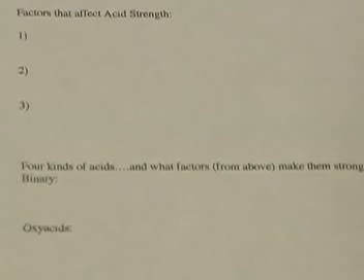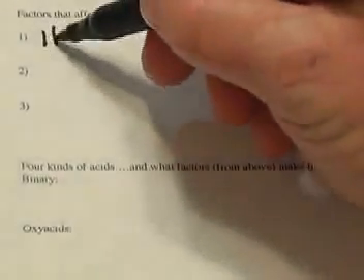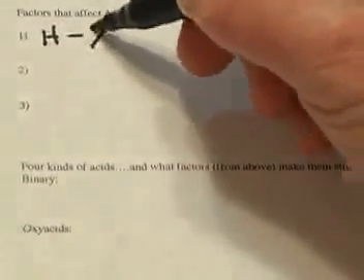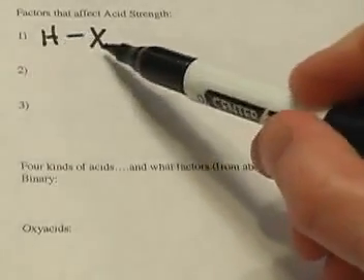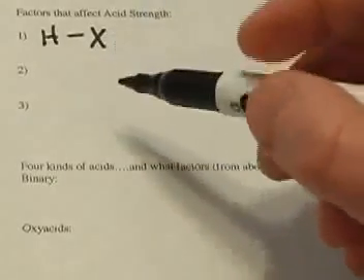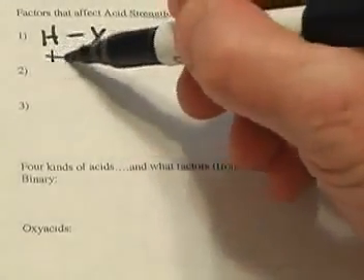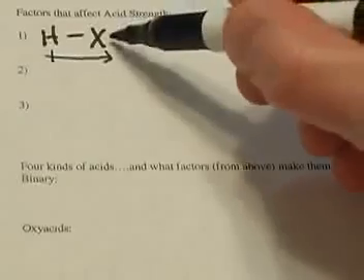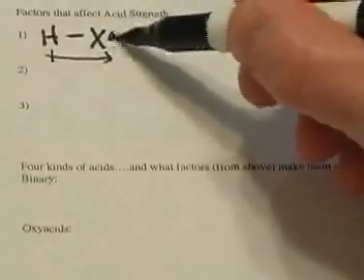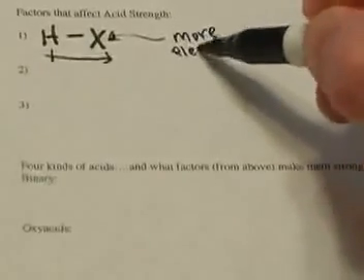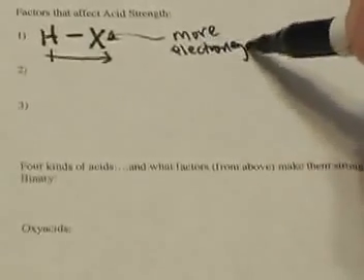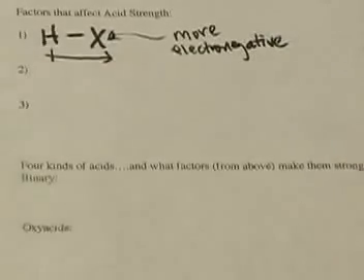First of all, factors that affect acid strength. Number 1 is polarity. Polarity means that there's a difference in electronegativity between two atoms. And between the hydrogen and its anion, there has to be a polarity difference going in this direction, meaning that X, the anion, must be more electronegative than hydrogen. Must be more electronegative than hydrogen.